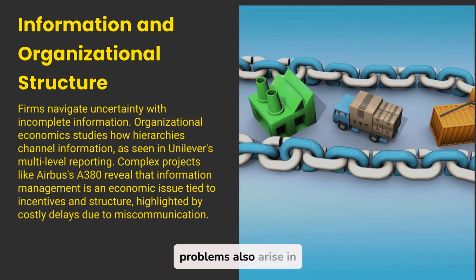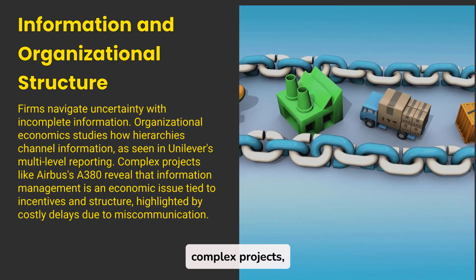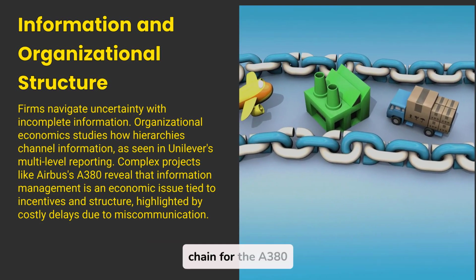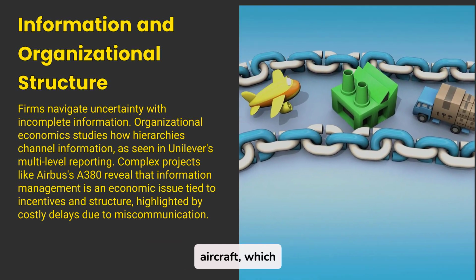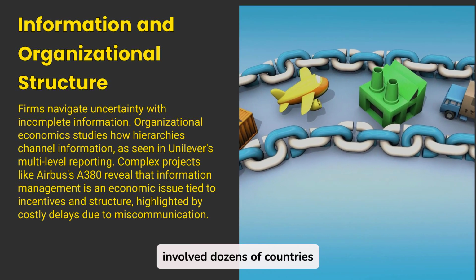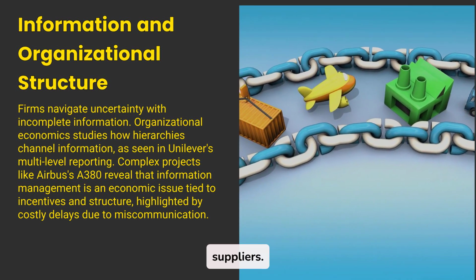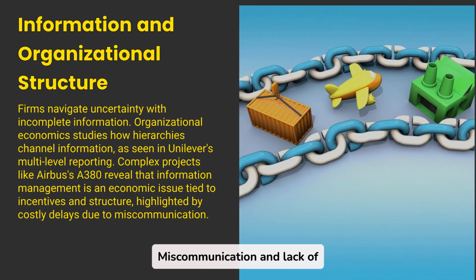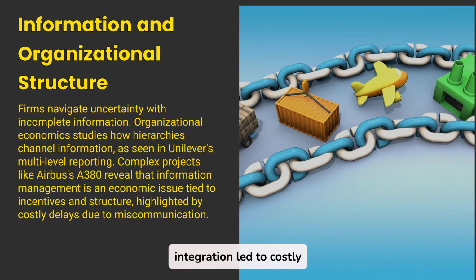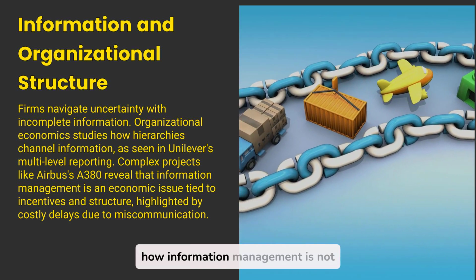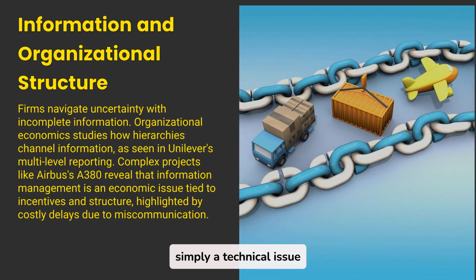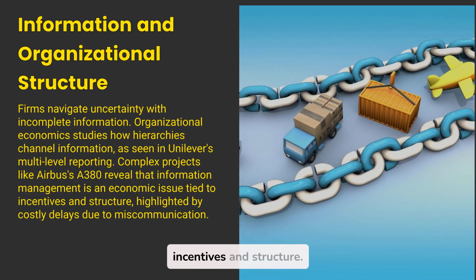Coordination problems also arise in complex projects, such as Airbus managing the supply chain for the A380 aircraft, which involved dozens of countries and hundreds of suppliers. Miscommunication and lack of integration led to costly delays, showing how information management is not simply a technical issue, but an economic one tied to incentives and structure.